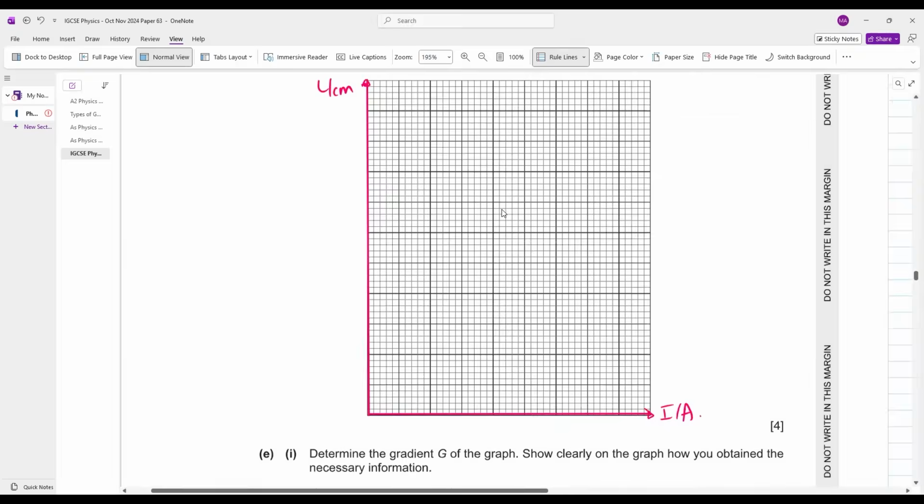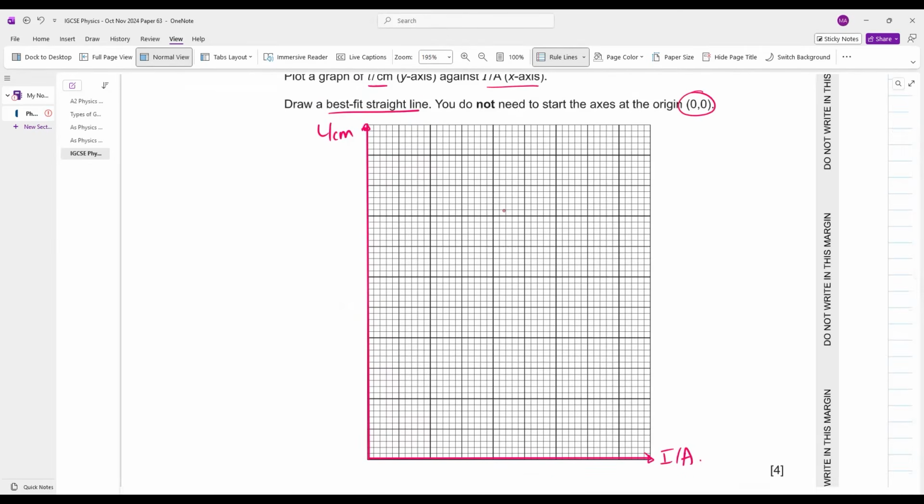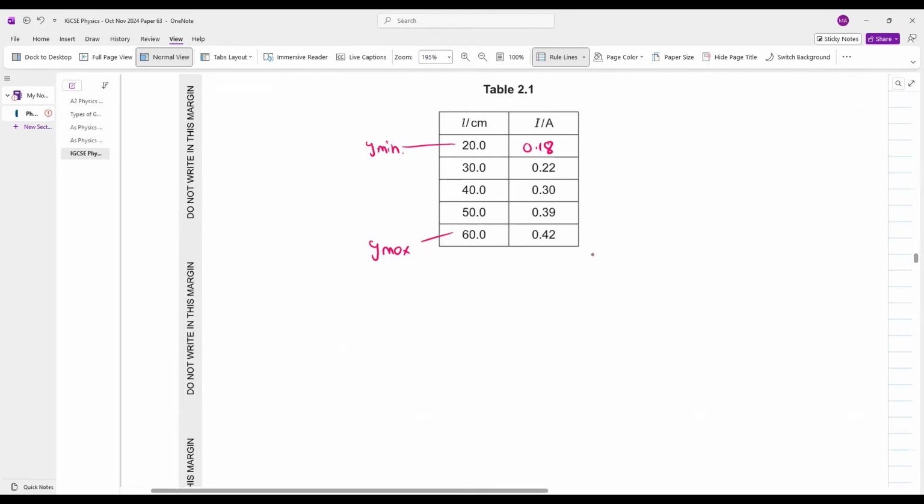Perfect. What is the number of large boxes on the y-axis? 1, 2, 3, 4, 5 and 5.5. The number of large boxes on the y-axis is 5.5.